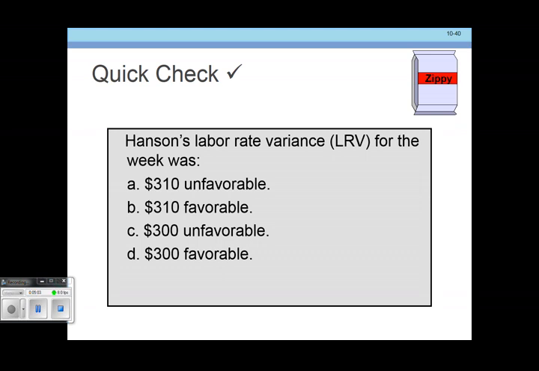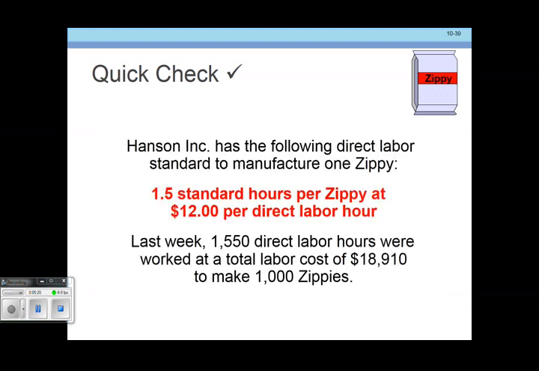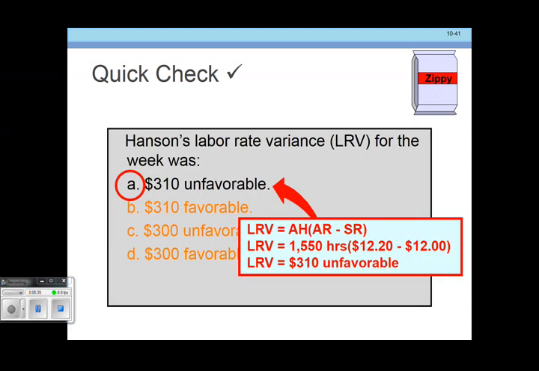Once again, labor rate variance for the week was, in this case, $310 unfavorable. They worked 1,550 hours, took 12.20 minus $12. Obviously, that's a positive number, so it's unfavorable. Notice they didn't tell us here the $12.20. How would I have gotten that $12.20? I would have taken the 18,910, the actual amount spent, divided by 1,550 hours, the actual amount of labor hours they used, and that would have given me the actual rate there of $12.20.